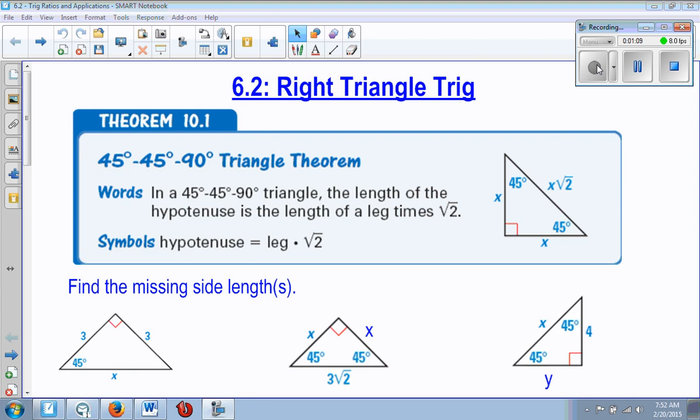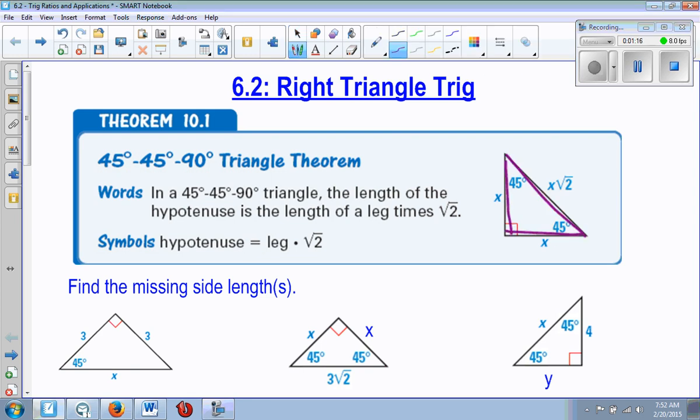In a 45, 45, 90 triangle, what you'll notice is that in this triangle over here on the right, both legs are the exact same. The reason why is because in a 45, 45, 90, you have 2 base angles that are congruent, which means you have 2 legs that are congruent. It's an isosceles triangle. The legs are both labeled here as x, and then the hypotenuse is labeled as x square root of 2.